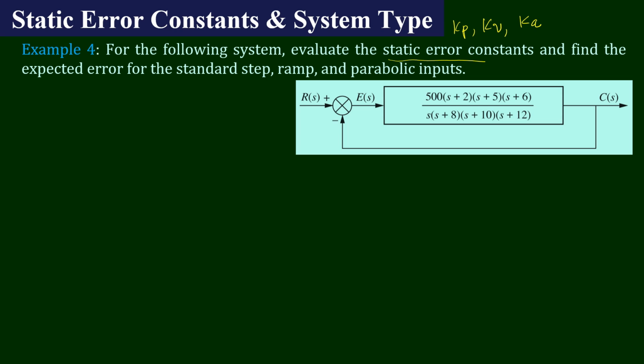We call them static error constants, and then we find the expected error for the standard inputs: the step input, ramp input, and parabolic input. The fundamental thing we have to look at is to determine whether the closed loop is stable or not. So you find the closed loop transfer function T(s), and then using the Routh-Hurwitz criterion you determine that this closed loop is stable.